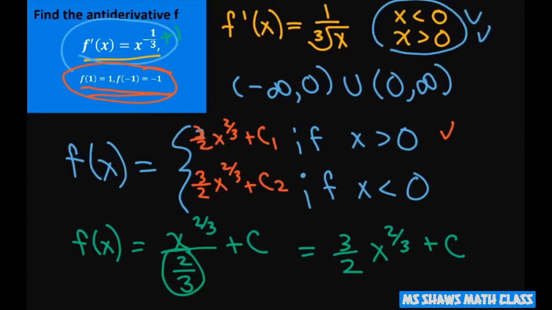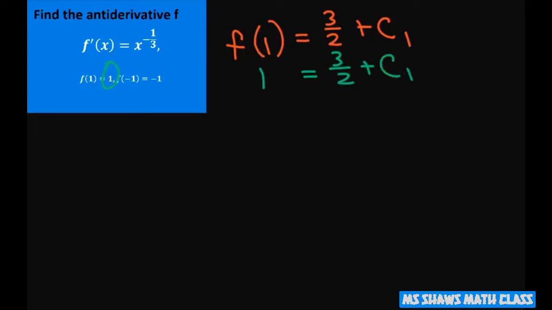So for the positive one, we're going to get f of 1. So f of 1 equals 3/2 plus c1. And f of 1 is 1. So you get 1 equals 3/2 plus c1. So 1 minus 3/2 equals c1. So c1 equals negative 1/2. So that's the one where x is positive.